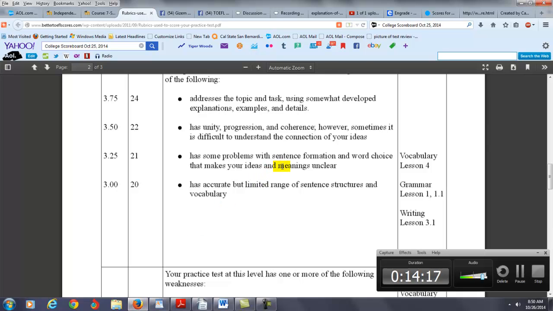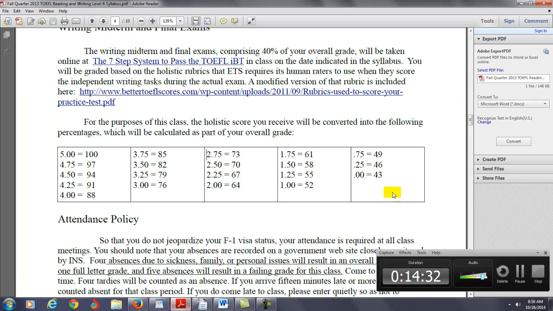So you also had some problems with your word choice, your sentence formation, which also is making it a little bit difficult for you to communicate your ideas. So here you got 3.0 out of 5, 20 points out of 30. Now if you go to the syllabus, 3.0 is going to put you at 76% out of 100 on this writing midterm exam. Now what do?